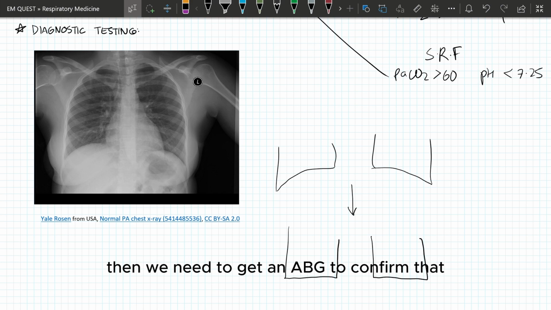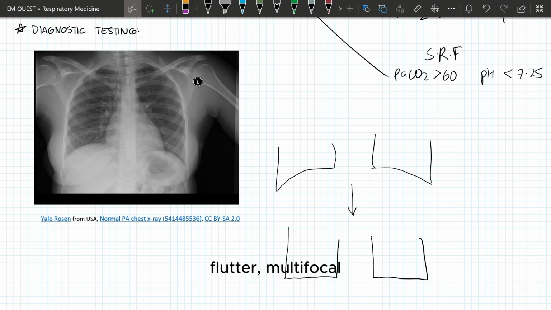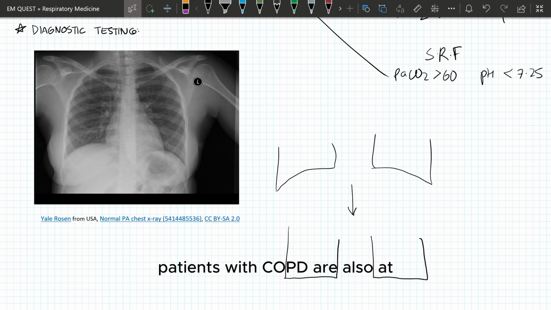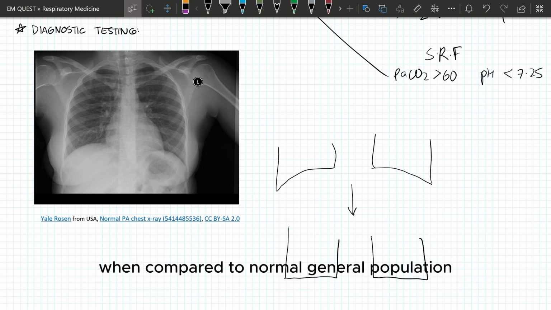An ECG should be performed in all cases presenting with acute dyspnea because there can be some underlying tachyarrhythmias like atrial fibrillation, flutter, multifocal atrial tachycardia, which is most associated with COPD, or ventricular arrhythmias that occur in patients who come with COPD exacerbation. The patients with COPD are also at an increased risk of ventricular tachycardia when compared to the normal general population.